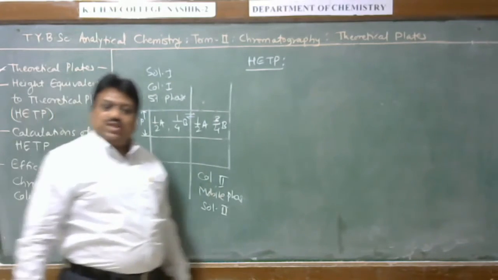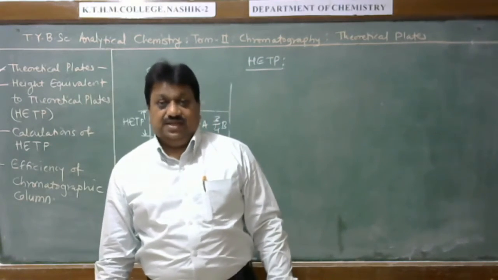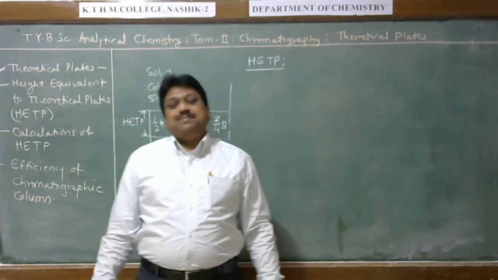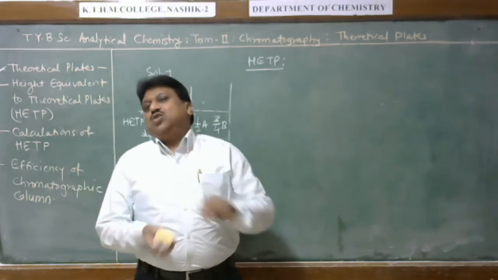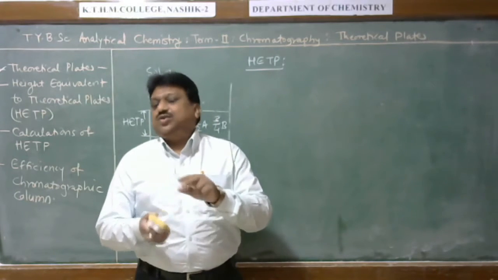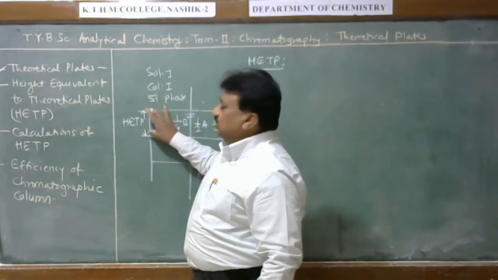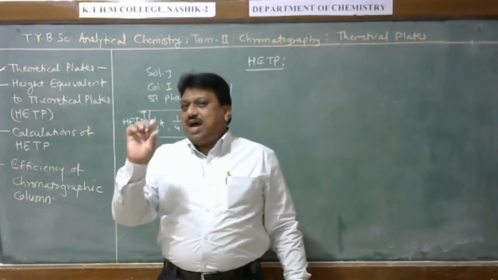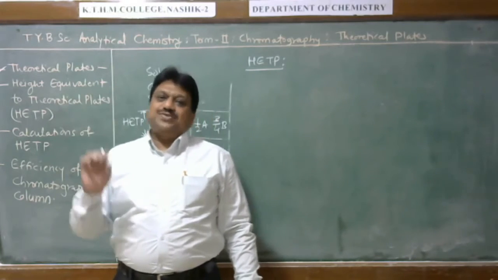Now here we know that if it is adsorption chromatography, and if a larger number of functional groups are present on this stationary phase, then that larger number of functional groups can hold the maximum number of solute molecules on its surface. At that time, the height equivalent to theoretical plate is small. That means in a small amount or a small area of the stationary phase, the maximum amount of solute gets adsorbed.